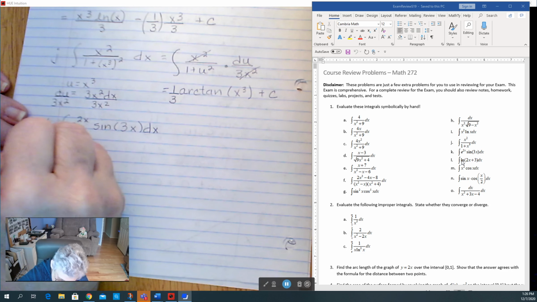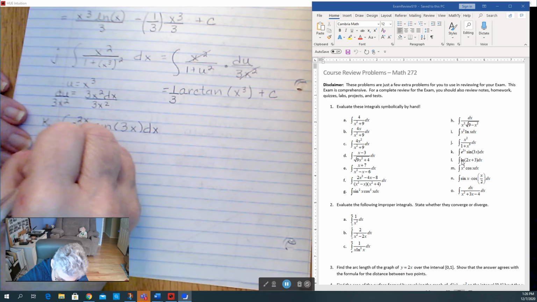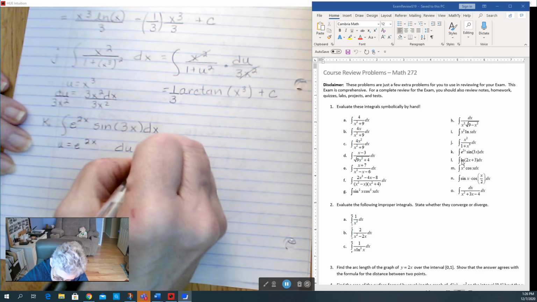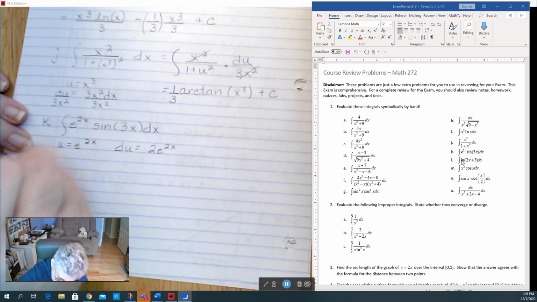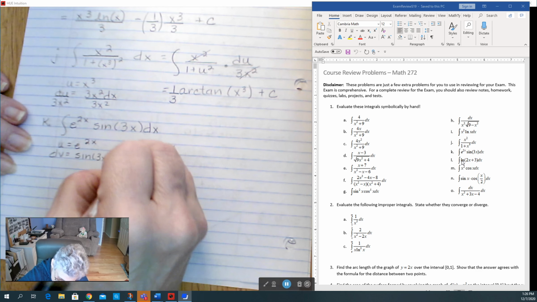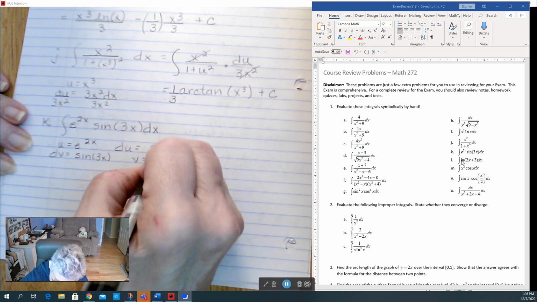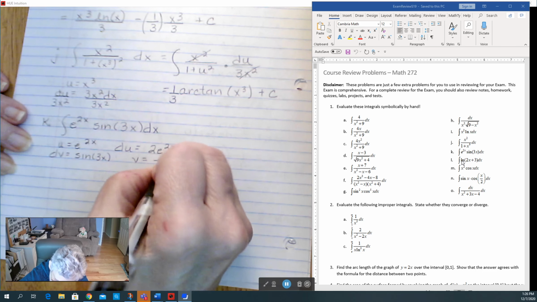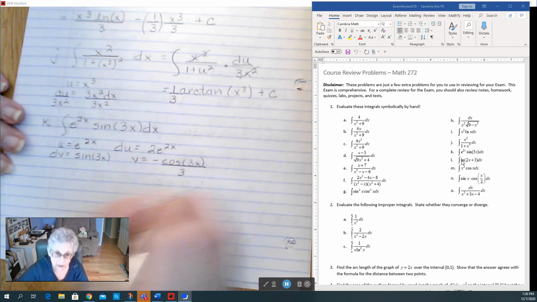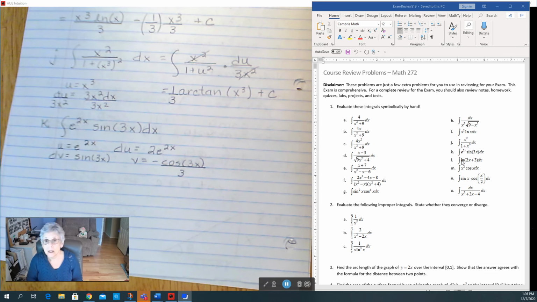So let's start with u equals e to the 2x. Then du is equal to 2e to the 2x, and dv equals sine of 3x. So v is negative cosine 3x over 3. I'm going to take a minute and substitute all that in and see what the heck is blowing up my Teams over here.